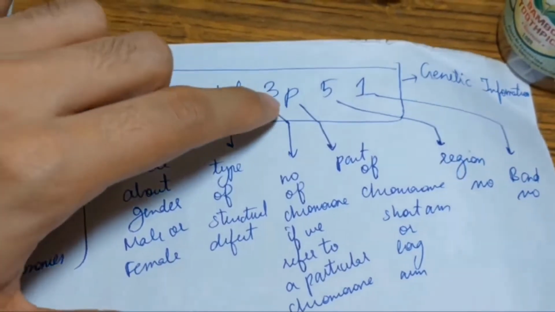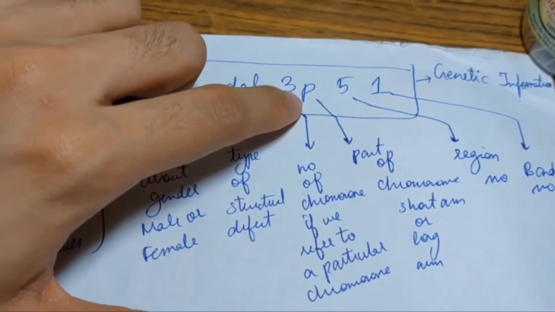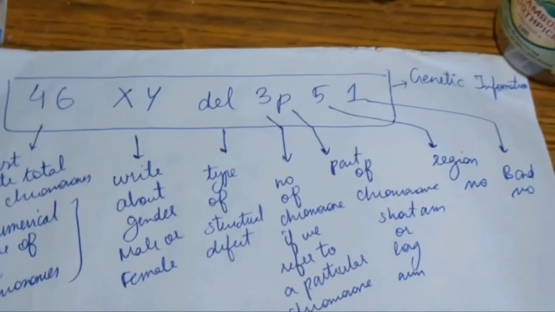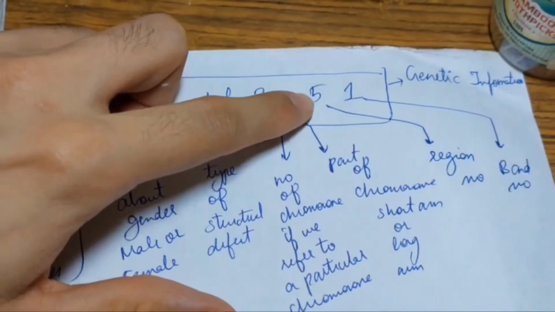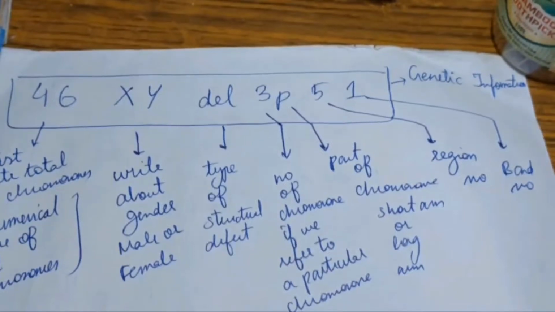Then we refer to which part of the chromosome, whether it is on the short arm or long arm. If it's short arm, it's going to be P. If it's long arm, it's going to be Q. Then we talk about the region number, here it is 5, and then we talk about the band number.